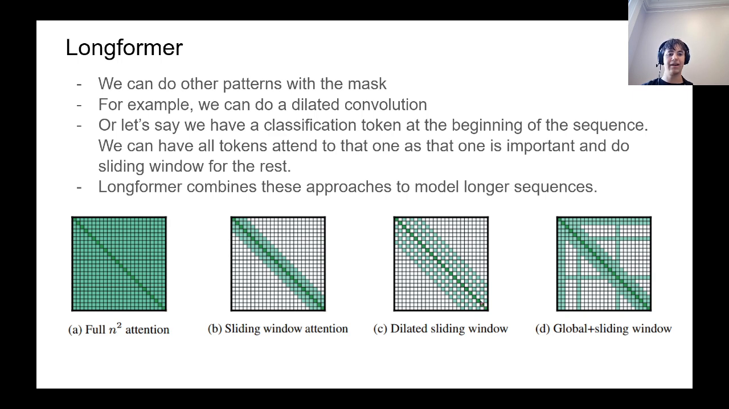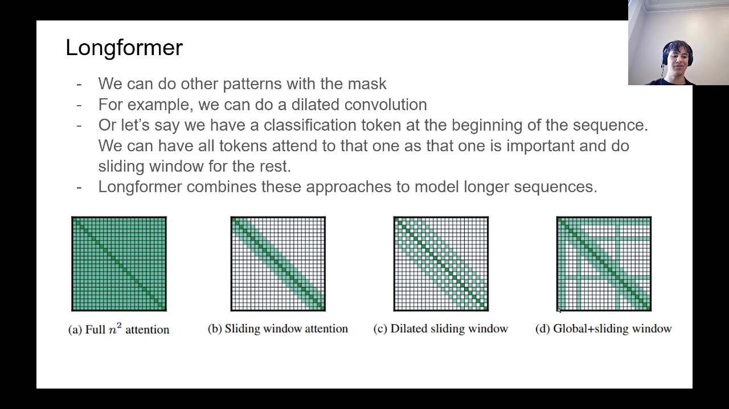Here, this is dilated. What if you do the same thing, but except you skip one? Same thing as convolution. And here, this is saying, let's say we have a classification token. Maybe that token is really important. If there is a really important token, we want that token to send all information to it, so it can receive all information from every other token. Thus, the row is completely green. But it can also send information to every other token. Thus, the column is also all green.